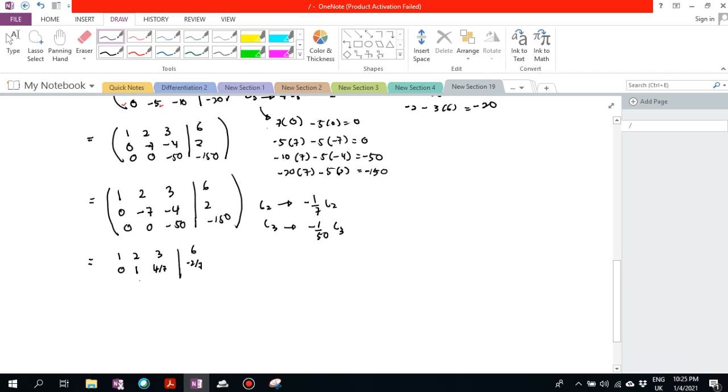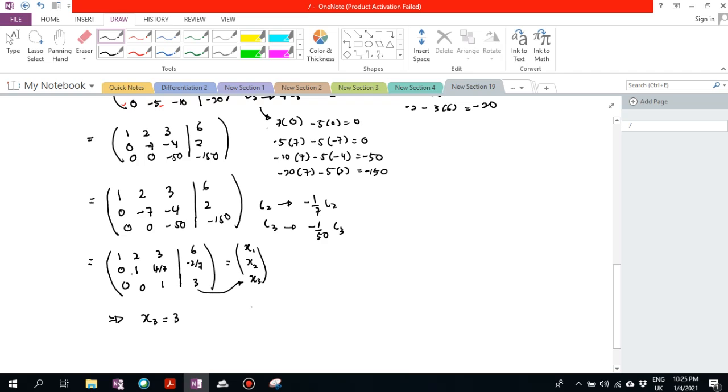Okay, then the third row will be 0, 0 and 1, and the last one will be positive 3. Okay, so this is your matrix. From here, going back to x, y, z, we know that this one should be x1, x2 and x3. So automatically we know that x3 is equal to 3.